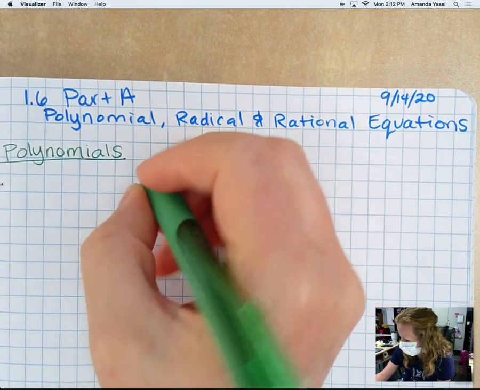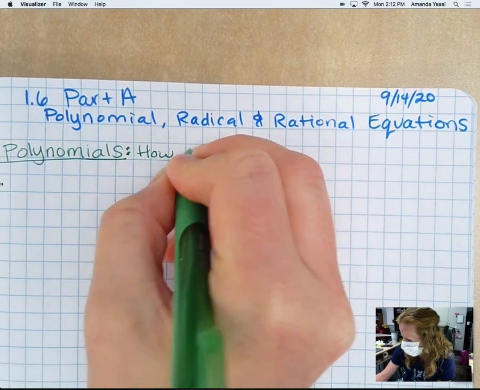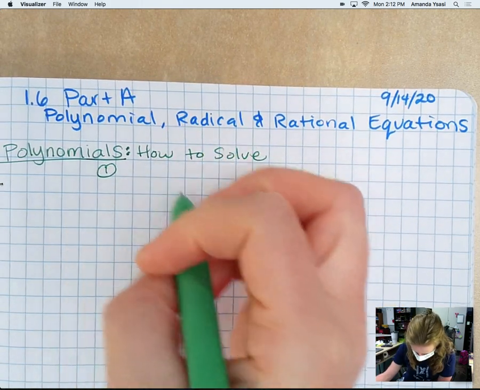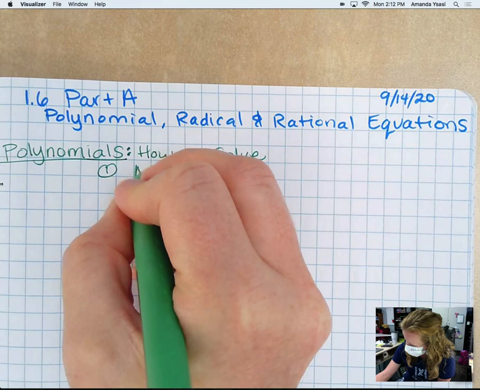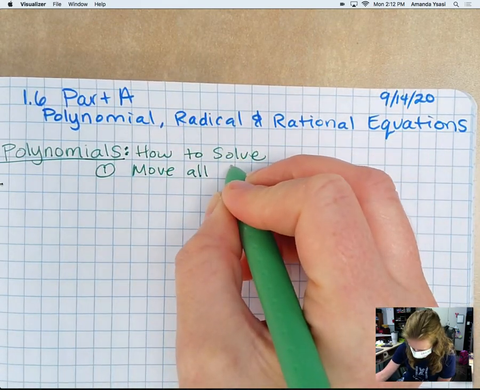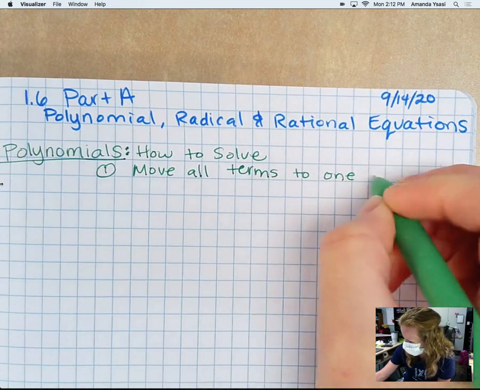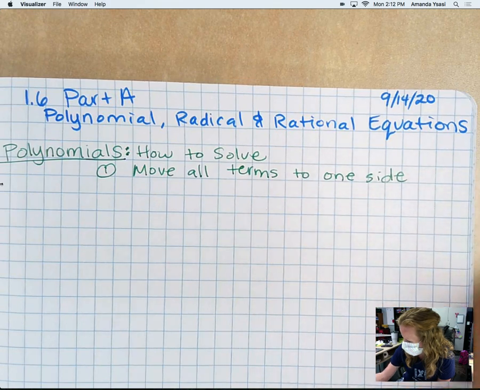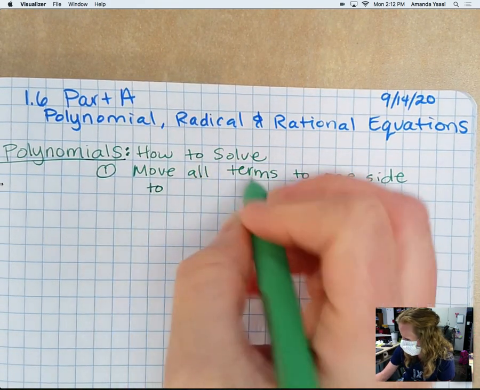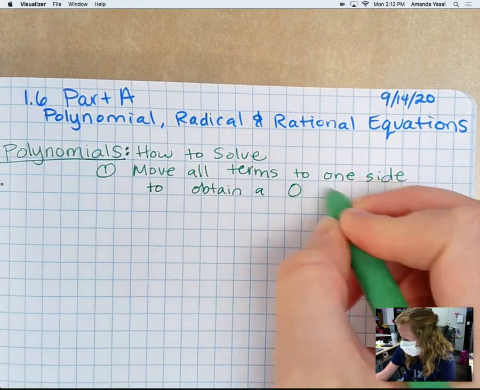So our steps on how to solve. Step one would be to move all terms to one side, to obtain a 0 on the other.